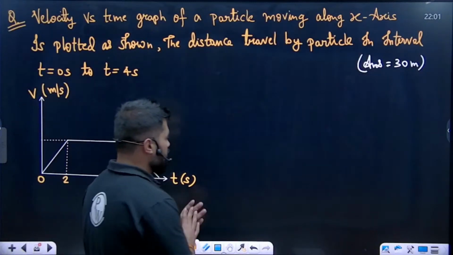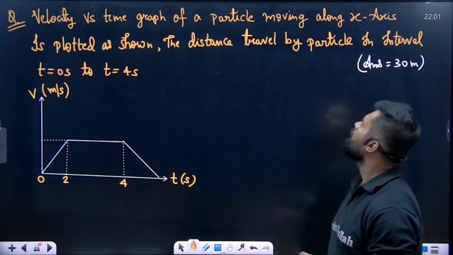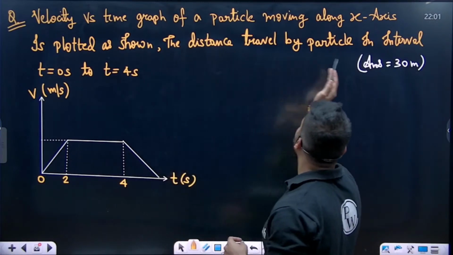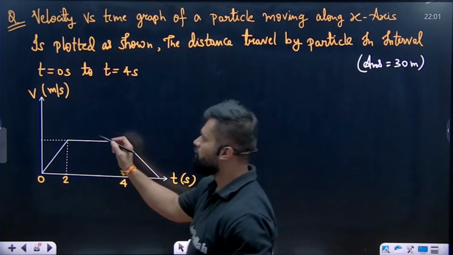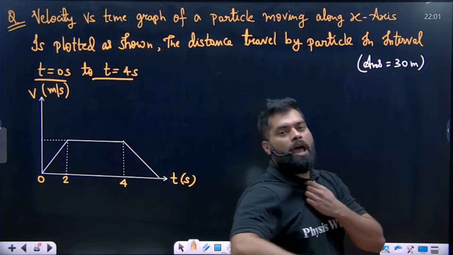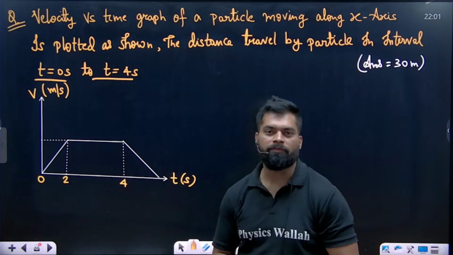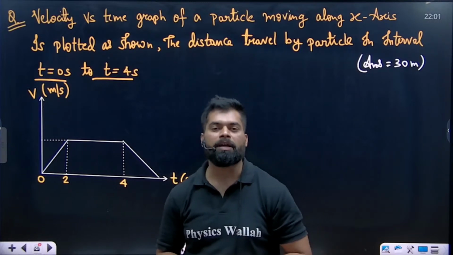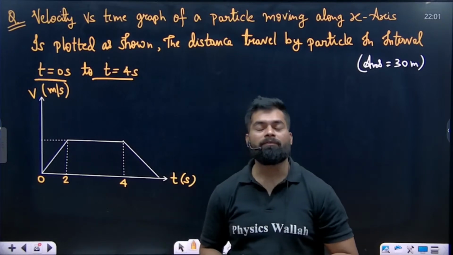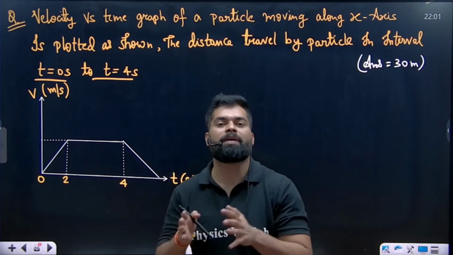Okay, now let us discuss another question. Let us see this question. In this question they are saying the velocity versus time graph of a particle moving along the x-axis is plotted as shown. The distance traveled by the particle in the interval from t equal to 0 seconds to t equal to 4 seconds will be. I hope all of you know what the area of a velocity time graph represents. The area of a velocity time graph represents displacement. Yes or no?